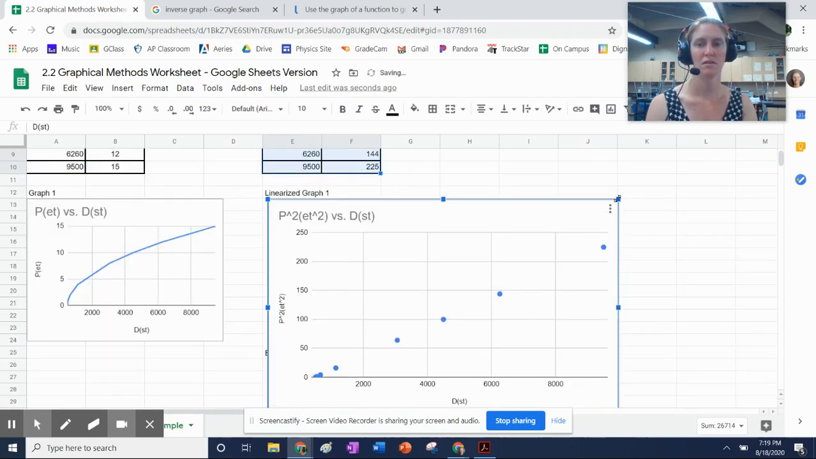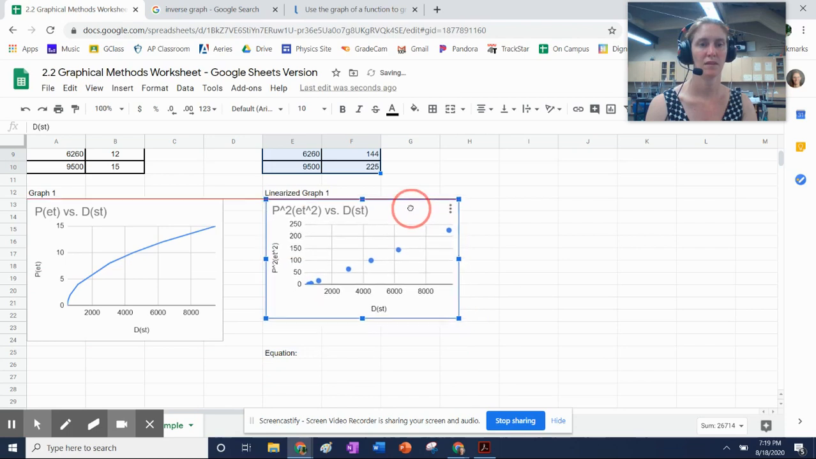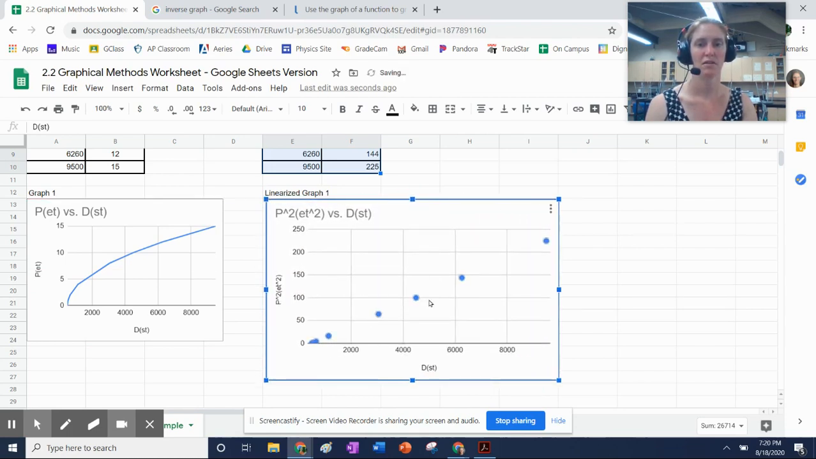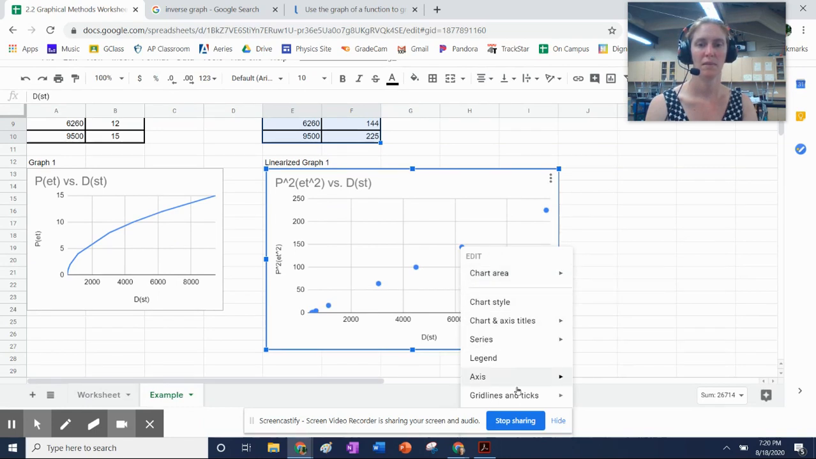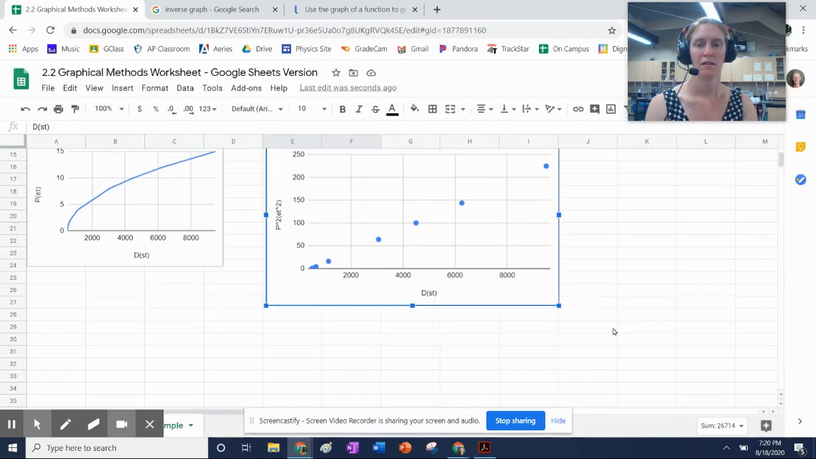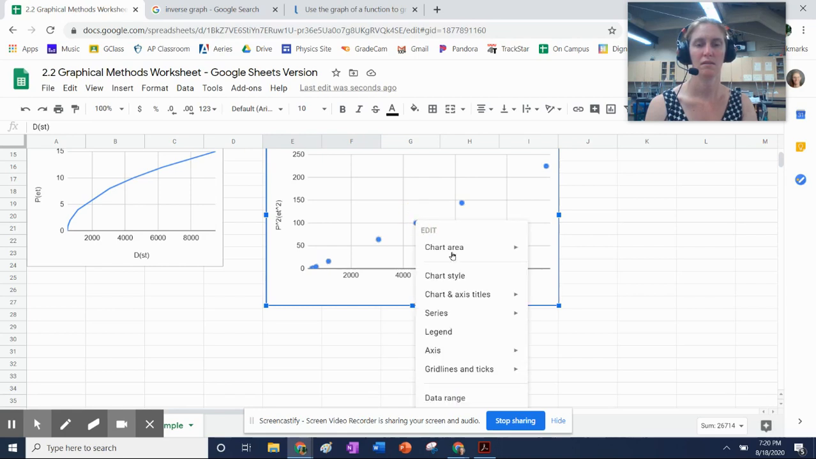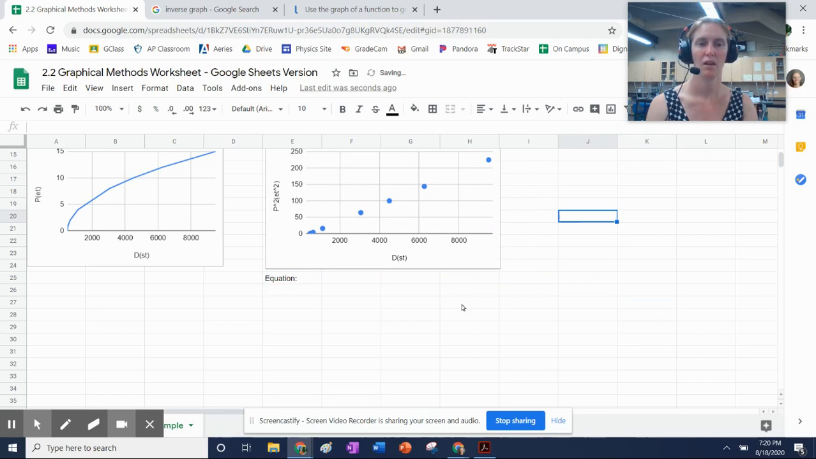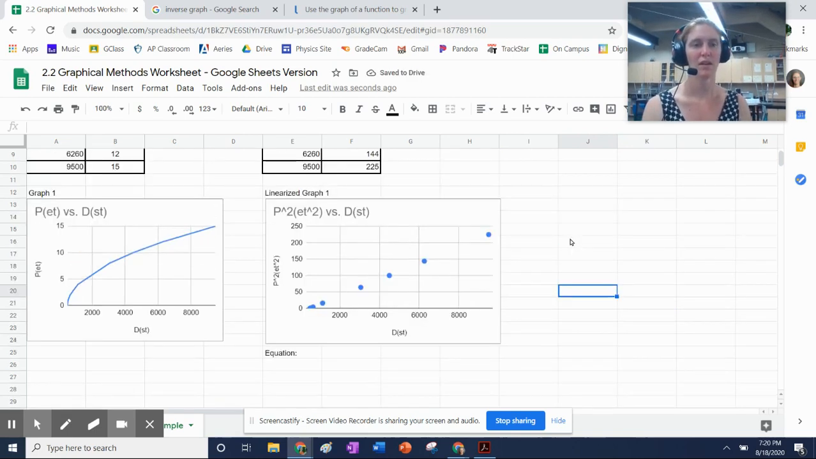So if I look at this graph now, this graph does look like a straight line. If I look at all of these dots together, it looks like a straight line. Oh, I'm thinking of a different program. I was going to show you how to put a best fit line on there. All right. So now all I need to do is find the slope of this graph.